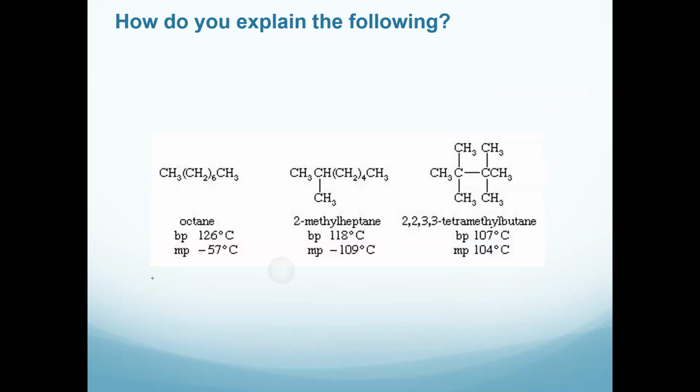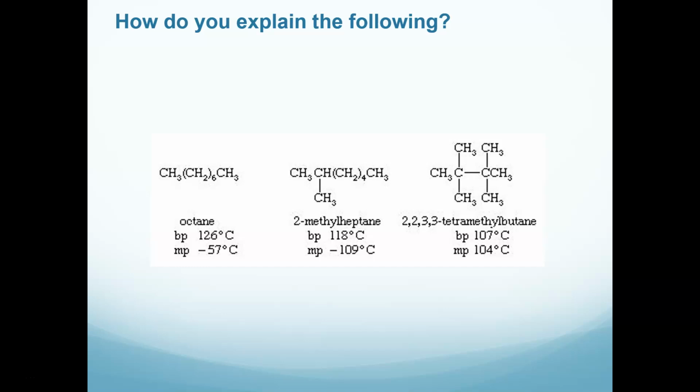Okay. Let's look at another example. So now we have what's called constitutional isomers. We have 3 different molecules that have the same chemical formula, but their connectivity of atoms is different. For the boiling point, we see a similar trend. The one that has a long linear chain is going to have a higher boiling point, because again, we have more surface area or more points of contact, stronger intermolecular forces.